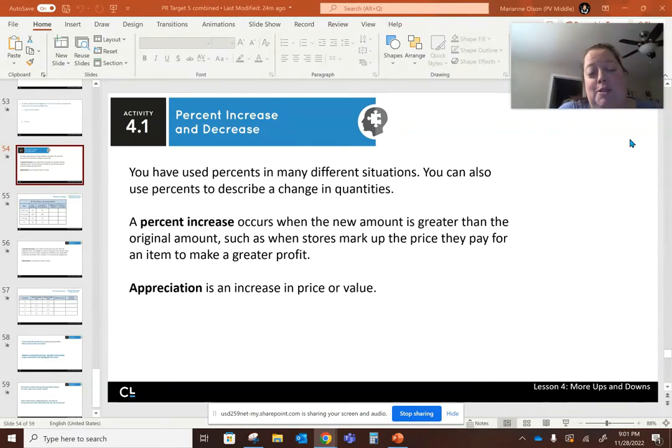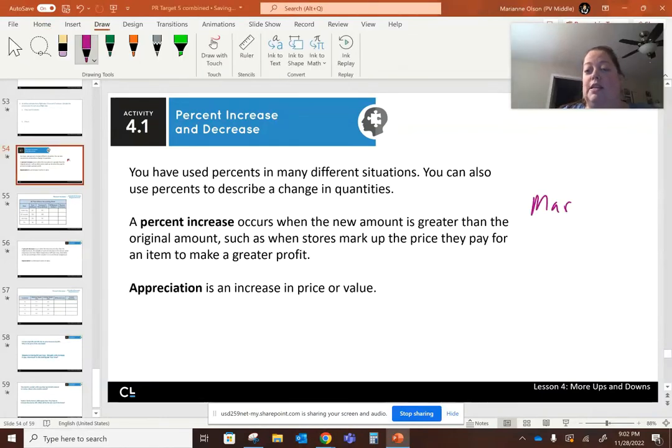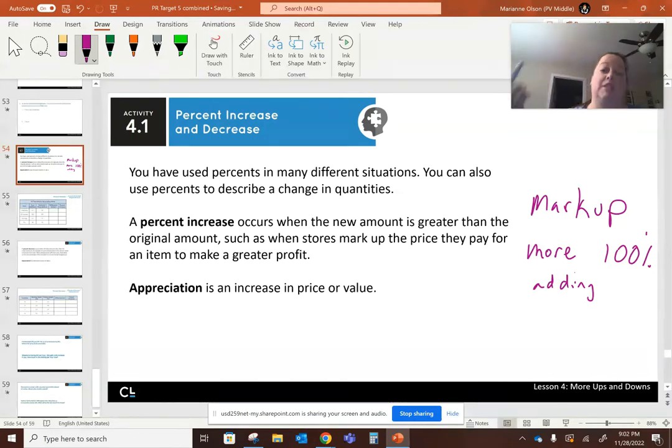We are almost done with this target. You guys have been doing a fabulous job, and we're going to keep on going. You have done so much with this, and we're going to end by going back to markups and markdowns, but we're going to look at it in a different way. Sometimes we hear percent increase, or just an increase. Another word is appreciation. Of course, we already know that this is a markup, so this means it's going to be more than 100%. You're adding to it.